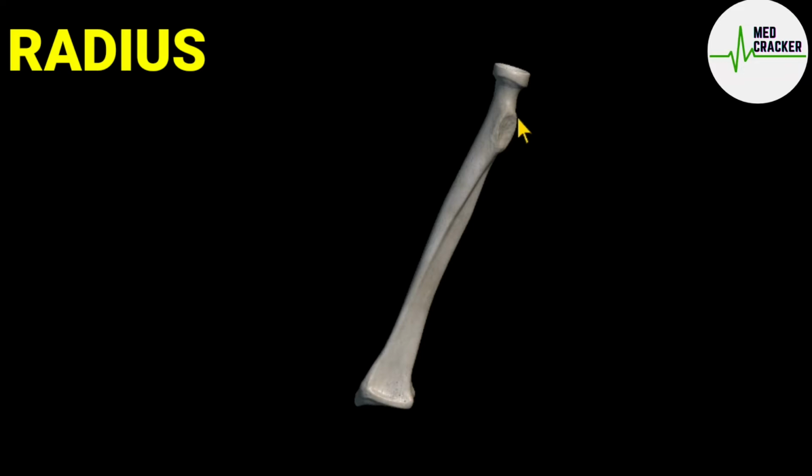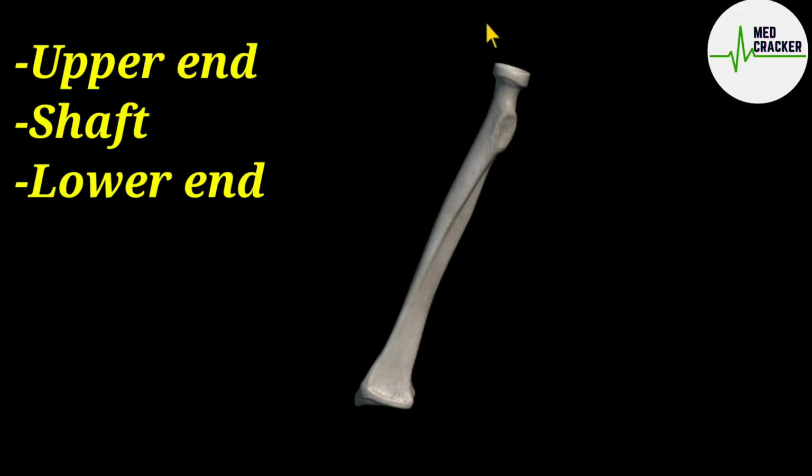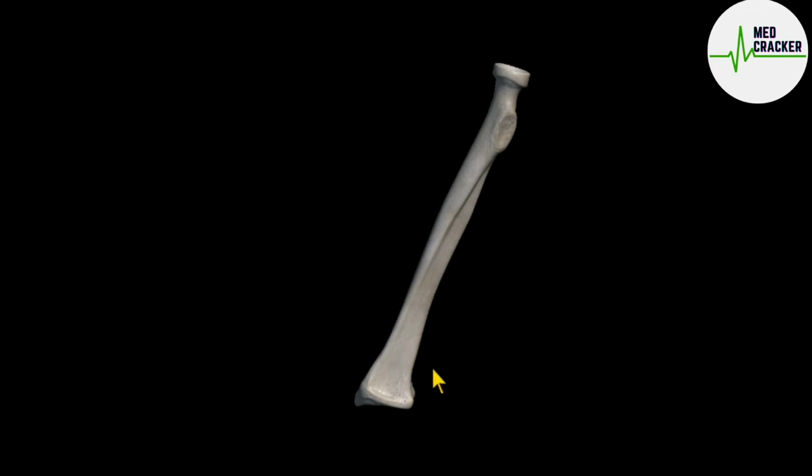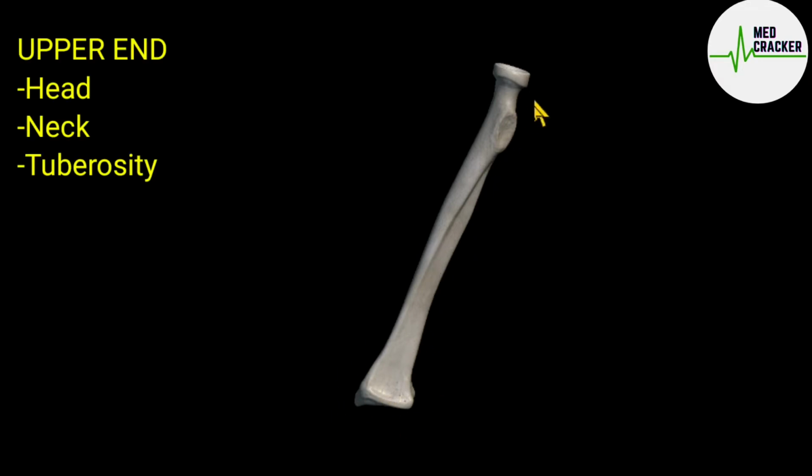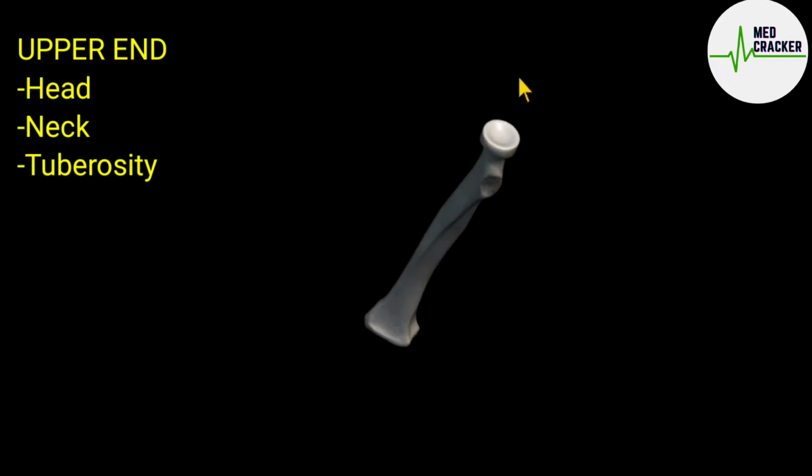About the features of radius bone. It has upper end, shaft and lower end. In upper end, this is the head of the radius, which is disc shaped, and its superior concave surface articulates with the capitulum of the humerus at the elbow joint.